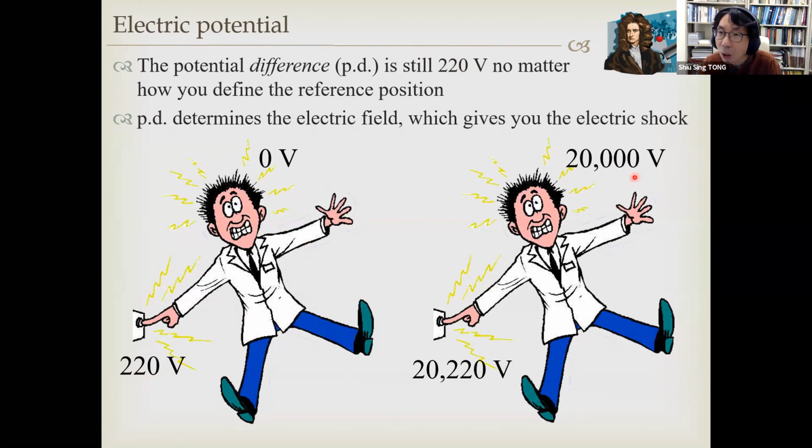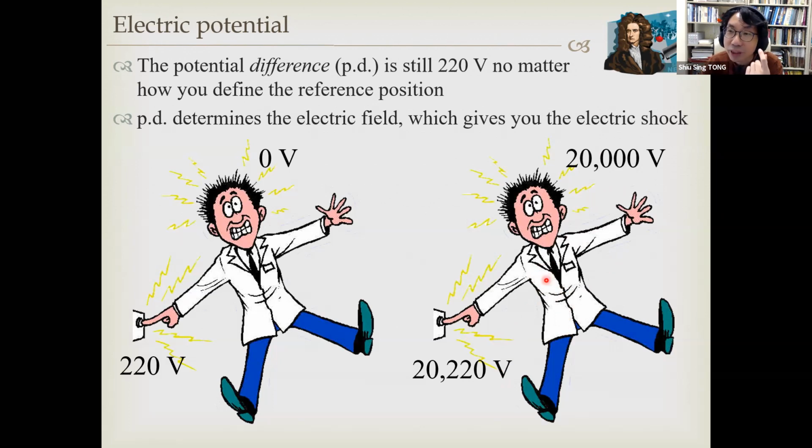Suppose now we say our body has a potential of 20,000 volts. That is arbitrarily defined. Okay, we define the potential of our body to be 20,000 volts. But in that case, the potential of the mains supply will be 20,220 volts. We change only the reference position, but the potential difference between the body and the mains supply is still 220, which is independent of your choice of the origin.